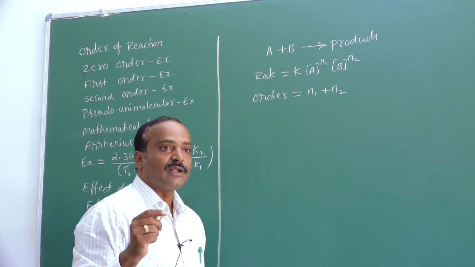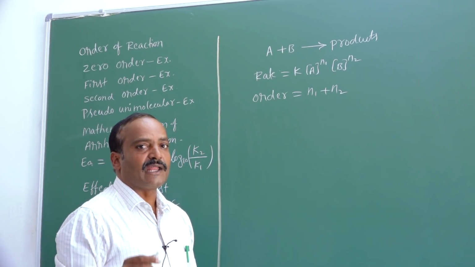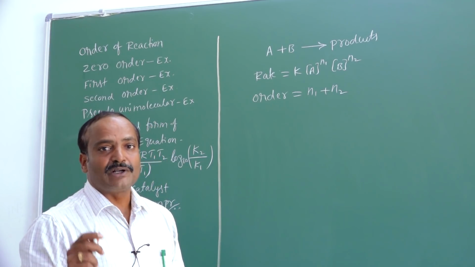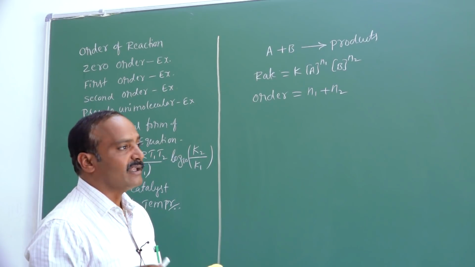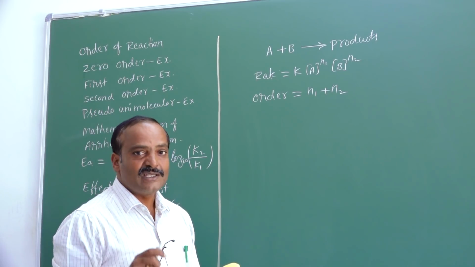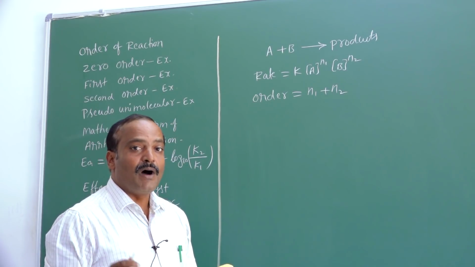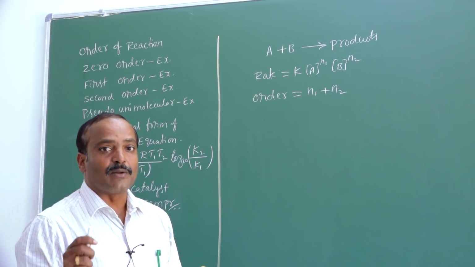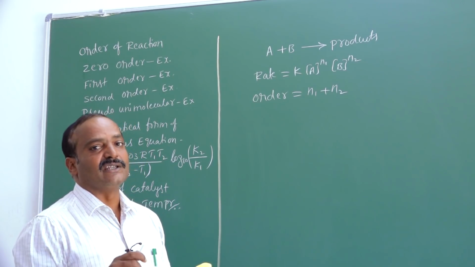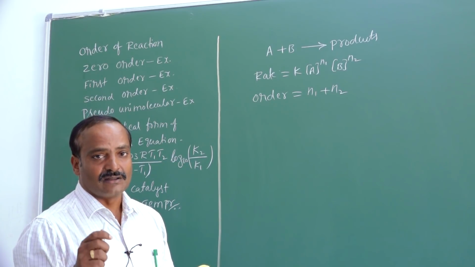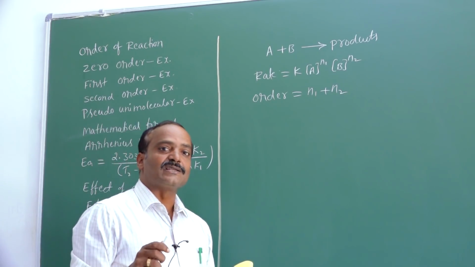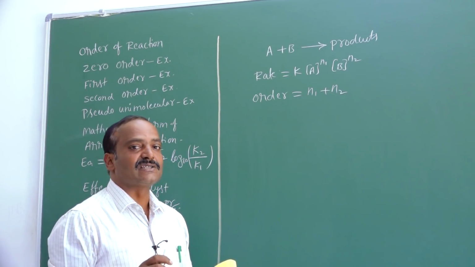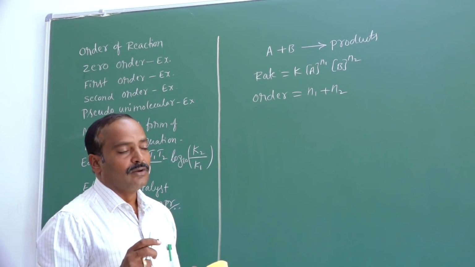N1 is the order of reaction with respect to the reactant A. N2 is the order of reaction with respect to the reactant B. Overall order is N1 plus N2. What is order of reaction? The sum of the powers of the concentration terms in the experimentally determined rate equation of a reaction is called order of reaction. Okay.